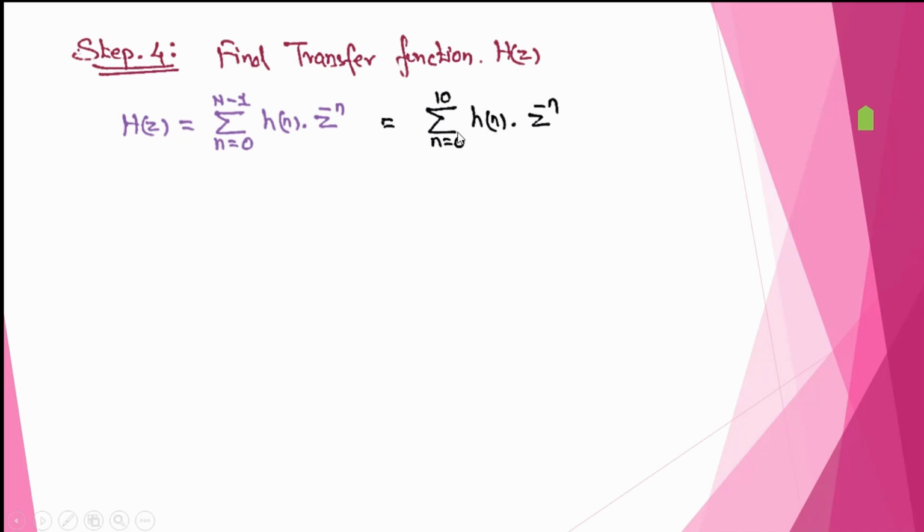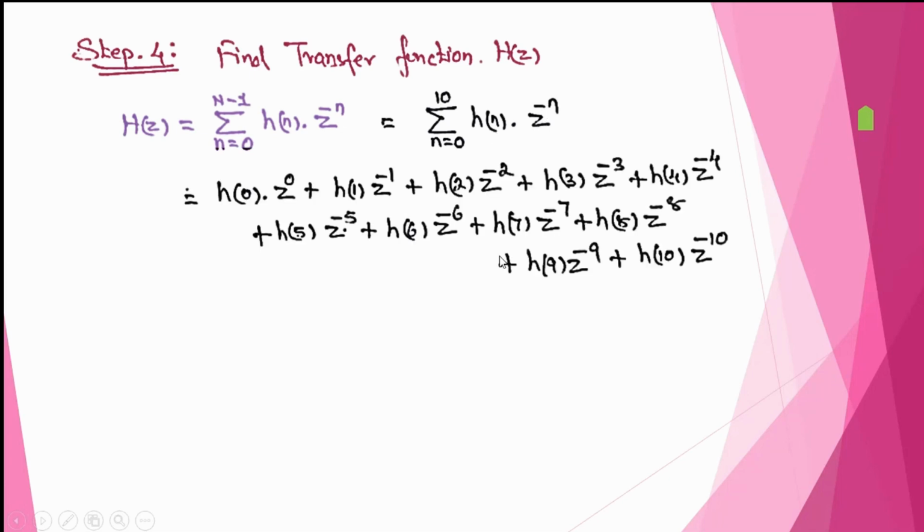Now we are expanding the limits. The expression expands to h(0) into z power 0 plus h(1) into z power minus 1, and like that up to 10 we are expanding the formula. Then what are we going to do? We refer to the value of h(0), the value of h(1), h(2), h(3), and like that we refer to the previous steps, that is your third step.